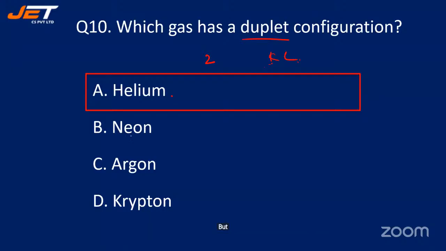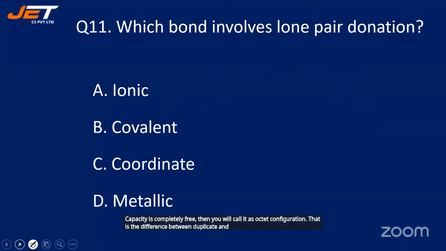But if you are taking the capacities of the L shell or M shell or P shell, K, L, M, N, O, P, these are having 8 or 18, no? So if their 8 capacity is completely filled, then you will call it an octet configuration. That is the difference between duplet and octet configuration. Helium is having duplet configuration.